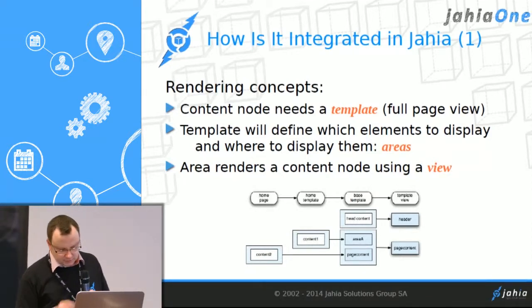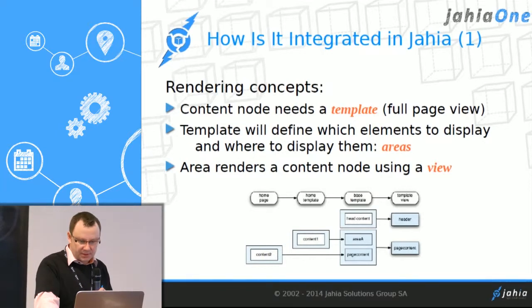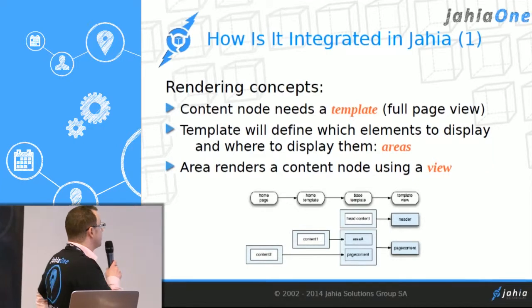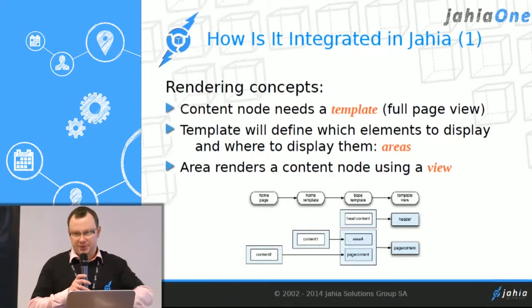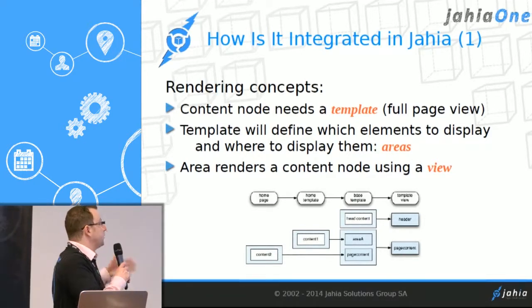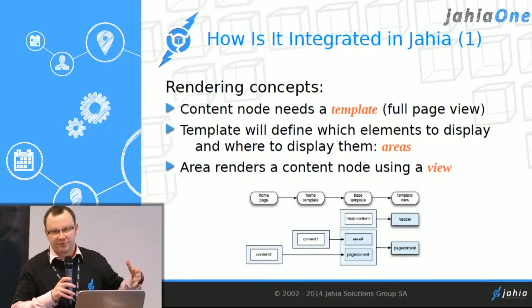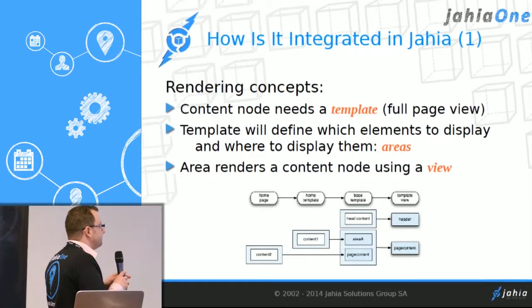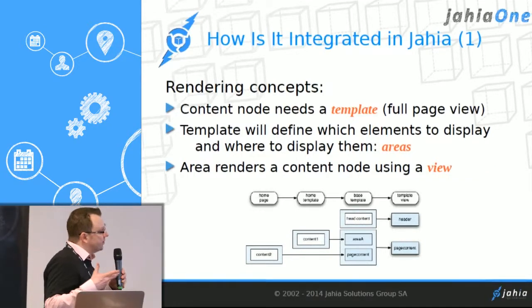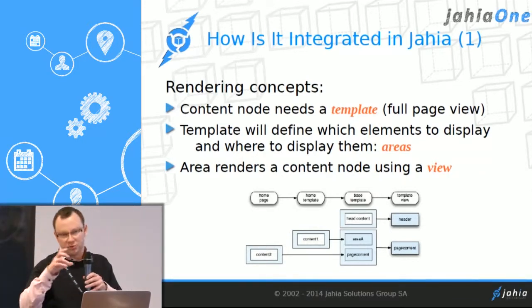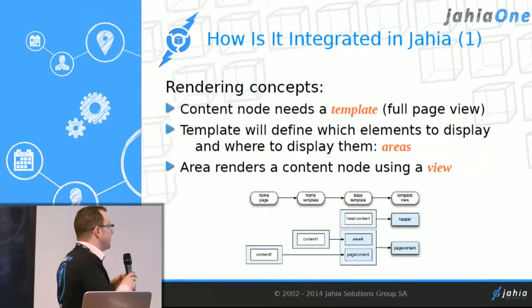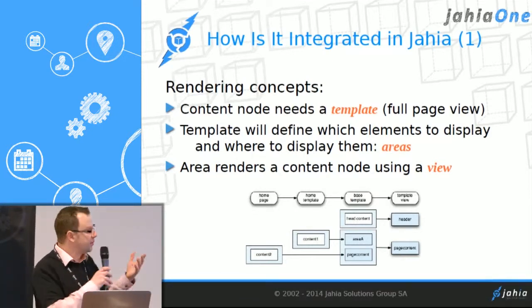I will quickly mention the main concepts in Jahia with regard to templating, just to remind you. The rendering concepts in Jahia: the content node, which we render in a page when the request comes, needs to have a template, which is a full page view. Then each template defines some areas. Each one of them can also contain nodes with special views in them. So a content node is rendered, and it generates the output using some special view.